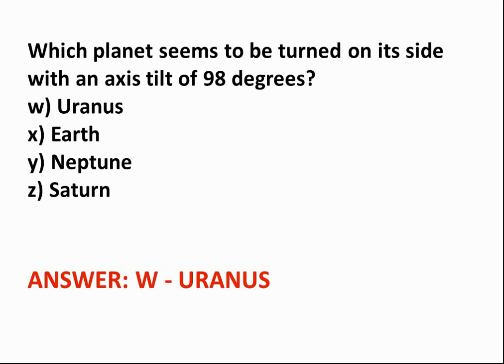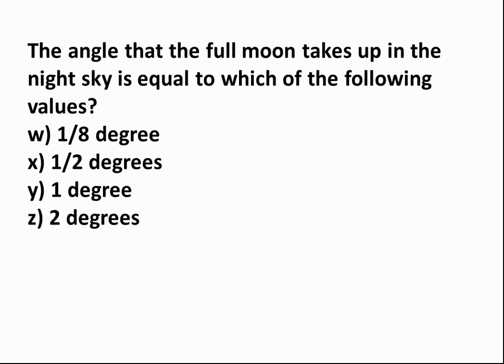Answer: W. Uranus. The angle that the full moon takes up in the night sky is equal to which of the following values? W. 1/8 degree. X. 1/2 degrees. Y. 1 degree. Z. 2 degrees.